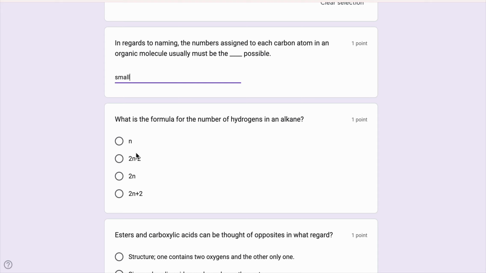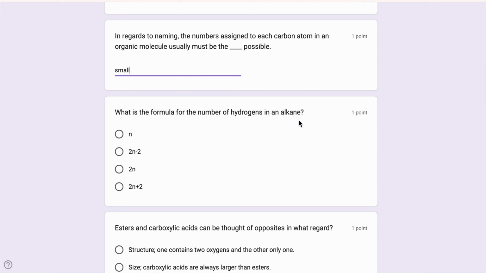What is the formula for the number of hydrogens in an alkane? An alkane has single bonds, so 2 carbon atoms are joined with a single bond and they have 3 vacant valence electrons. 3 plus 3 is 6.